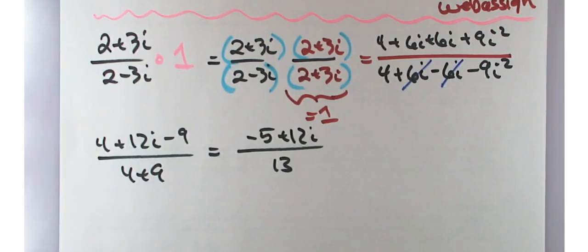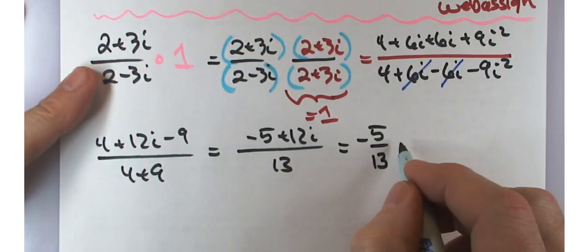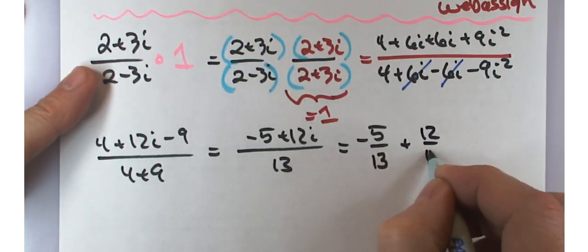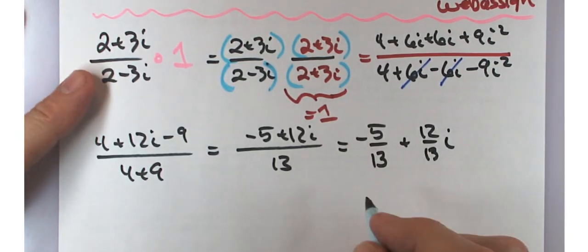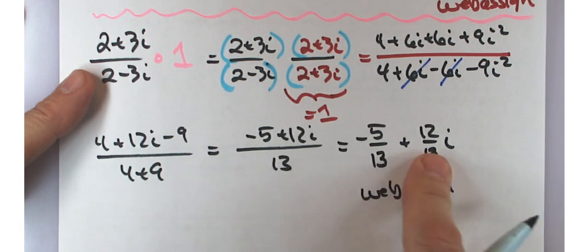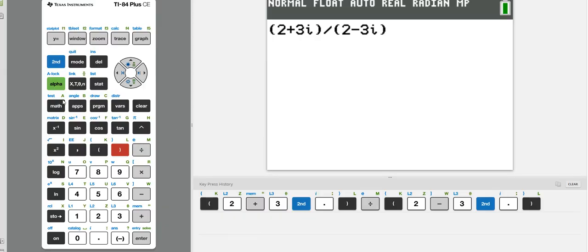And like I said, I'll be happy with this. WebAssign might prefer negative 5 plus, or negative 5/13 plus 12/13 times i. So again, that's WebAssign. But I'll be happy with either of those. You can check these on your graphing calculator. Takes a tiny bit more finesse, but if you put those in, you can't use the horizontal fraction key. I don't think it'll work. But if you put it in like this, there you go.